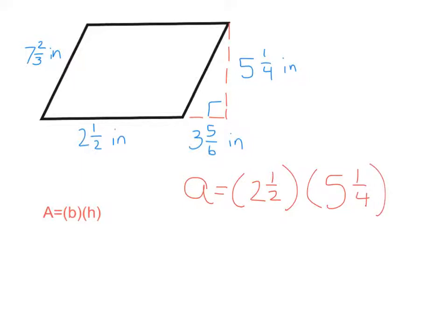Again, the reason that our height of this parallelogram is not 7 2/3 is because that would be the hypotenuse of the triangle, and 5.25 is the height of the parallelogram. So now we're going to multiply 2.5 inches by 5.25 inches. So when we multiply 2.5 inches by 5.25 inches, we get 13 1/8 inches. So the area of this parallelogram is 13 1/8 inches squared.